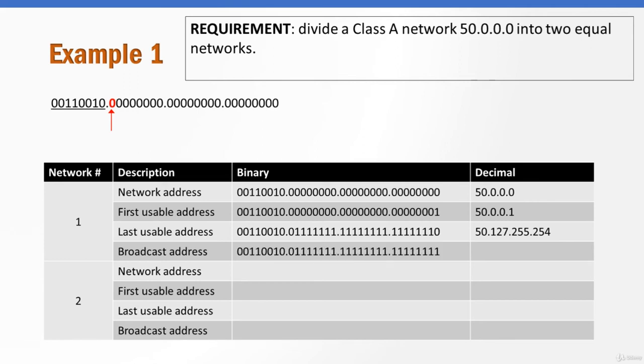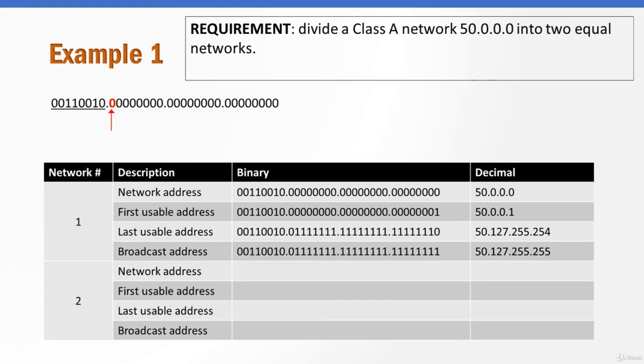The broadcast address is going to be, as I mentioned earlier, literally just the next IP address after the last usable IP address. And in decimal numbers, that's going to be 50.127.255.255.